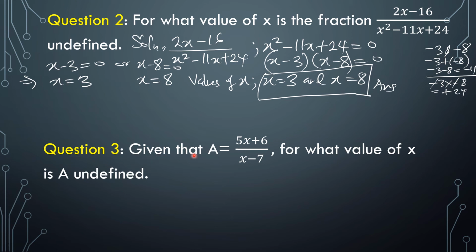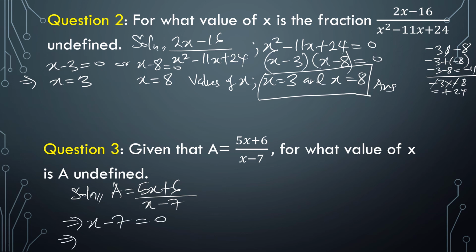It says given that A is equal to 5x plus 6 all over x minus 7, for what value of x is A undefined? Now very simple, we say solution. A is given as 5x plus 6 all over x minus 7. Now for what value of x is A undefined? For A to be undefined simply means that the denominator x minus 7 will be equal to 0. Adding 7 to both sides, we have x minus 7 plus 7 as equal to 0 plus 7. These two will go. We are left with x is equal to 7.